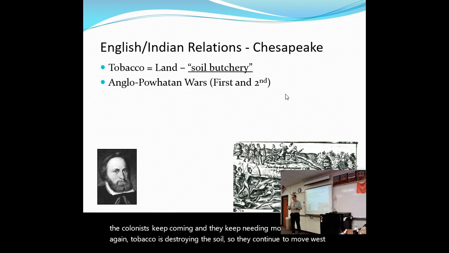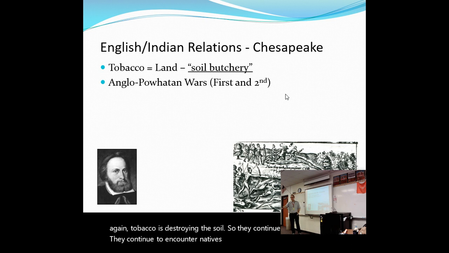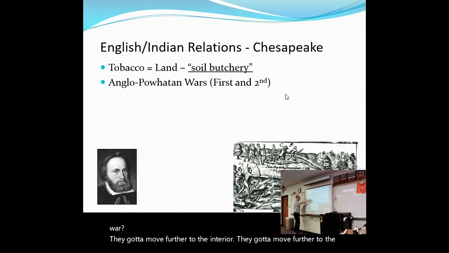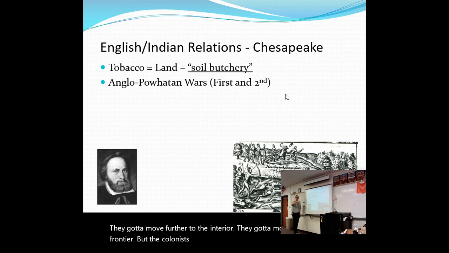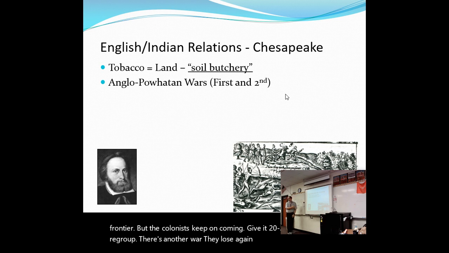They continue to encounter natives, and about every 20 to 30 years, you're going to get another war pop up. And just kind of think about it. The natives are not going to win. What do they do when they lose a war? They got to move further to the interior. They got to move further to the frontier, but the colonists keep on coming. Give it 20, 30 years, they regroup, there's another war, they lose again, and then they're going to move further away until the colonists want that land.